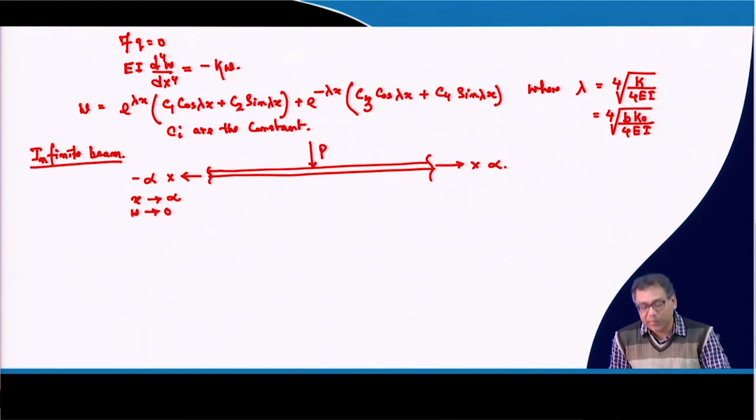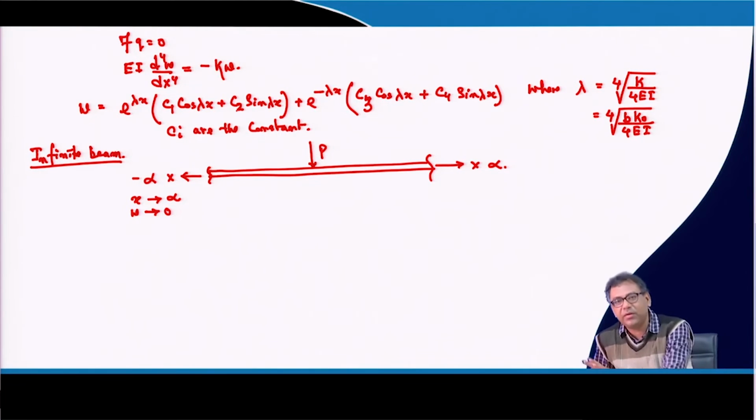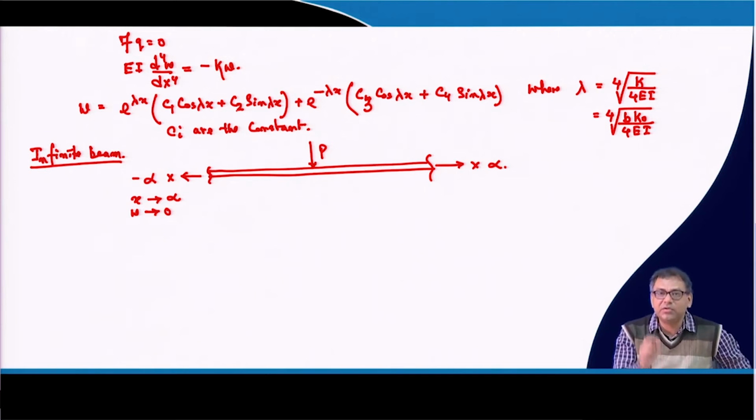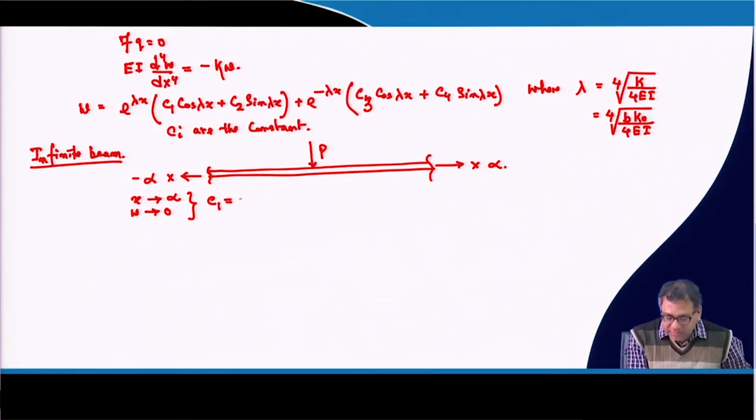Okay. And this can only be possible if C3 and C4 are present, because here you have e to the power minus lambda x. So there is a possibility that if x tends to infinity, then w will tend to 0, but in the first term it is not possible. So we have to vanish the first term, and it is only possible if C1 and C2 are 0. So this condition is only possible if C1 is equal to C2 is equal to 0.